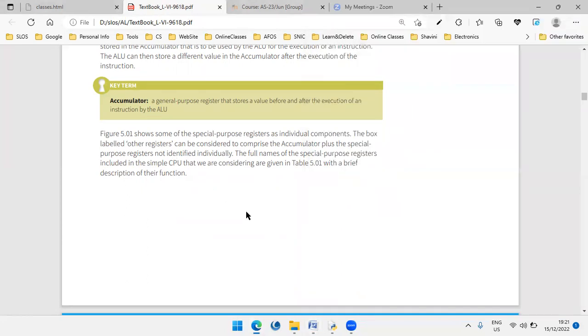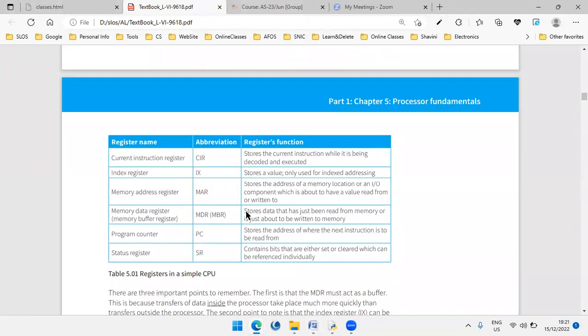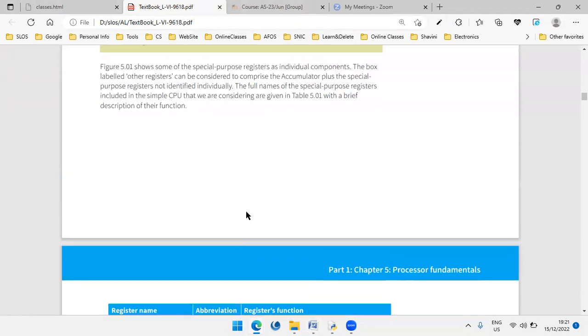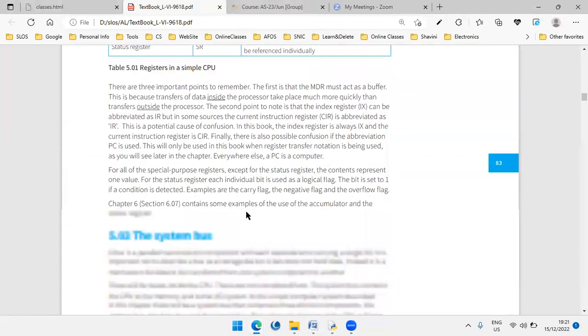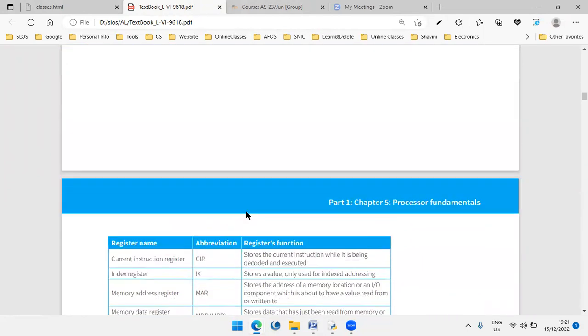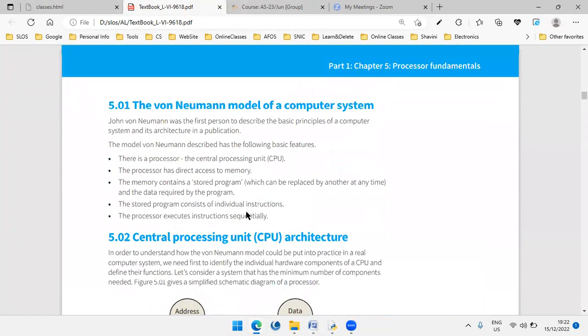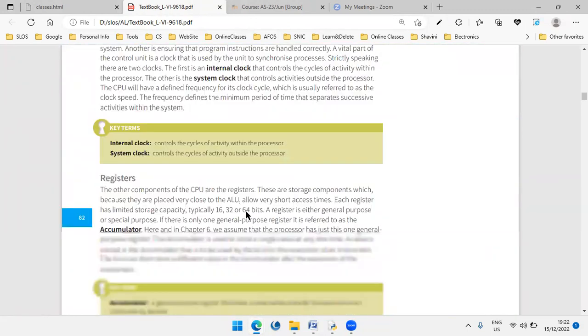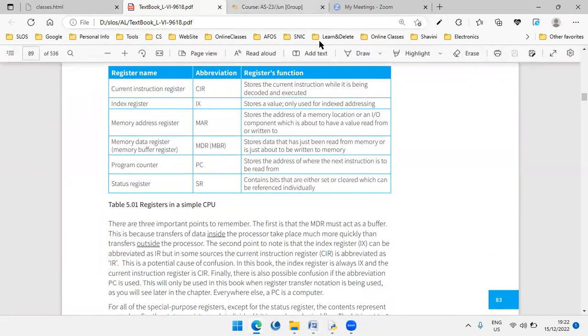Figure 5.01 shows some of the special purpose registers. Where is it here? Table 5.01, registers in the simple CPU. But this says figure. Figure 5.02. You can't go straight away to that. You have to start with figure 5.01. Next.